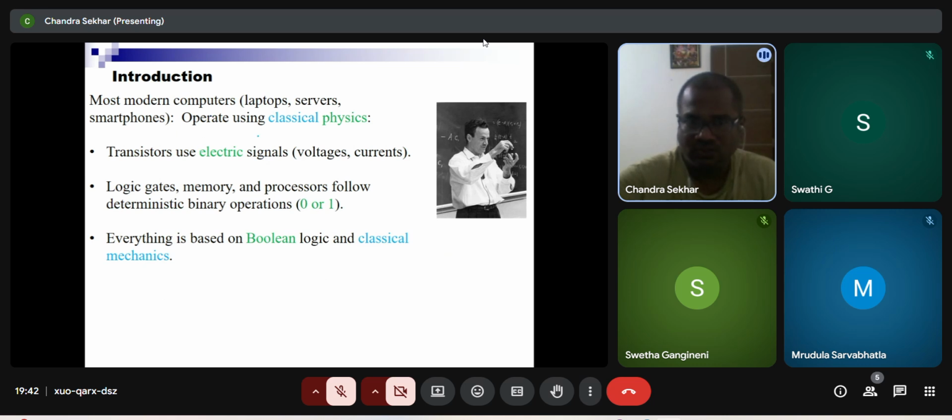So modern computers use classical physics. What is meant by classical physics? Voltages, bits 0 or 1, Boolean logic, either 0 or 1. And what does a quantum computer say? 0 and 1 proportionately. That's why, with both states, I can capture more information.